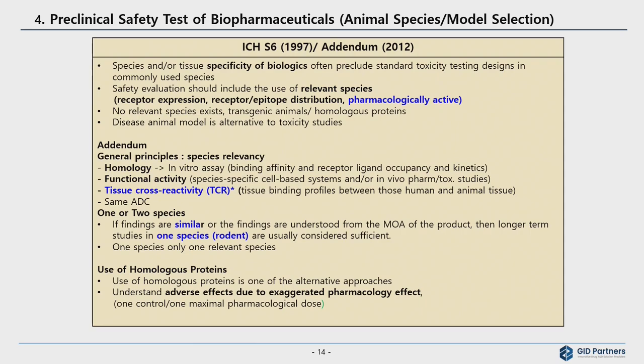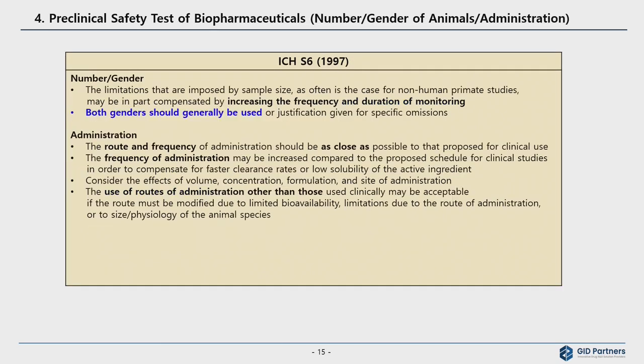And for the monoclonal antibody, the human tissue and animal tissue, like monkey tissue, are examined to see whether the material binds non-specifically or not. So the tissue cross-reactivity study is really important as a rationale for the animal species selection. And for the animal species, rodent and non-rodent, if they are pharmacologically relevant, then the study can be done in these two species if it is like a 1 month study. But for a longer one, it should be different. If there is only one relevant species, of course, it should be done in that one species even for the longer term study. And the use of a homologous protein is just about understanding the hazard, but it's not about risk assessment.